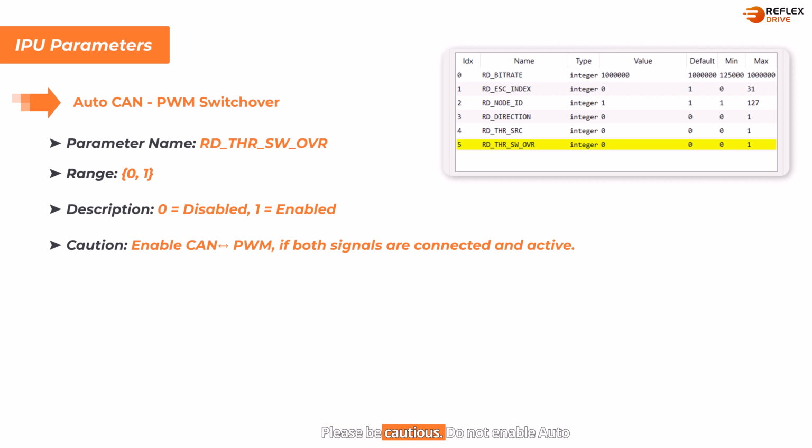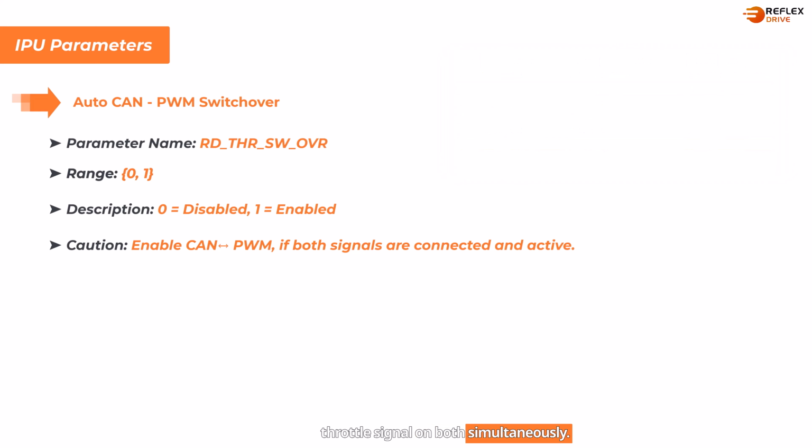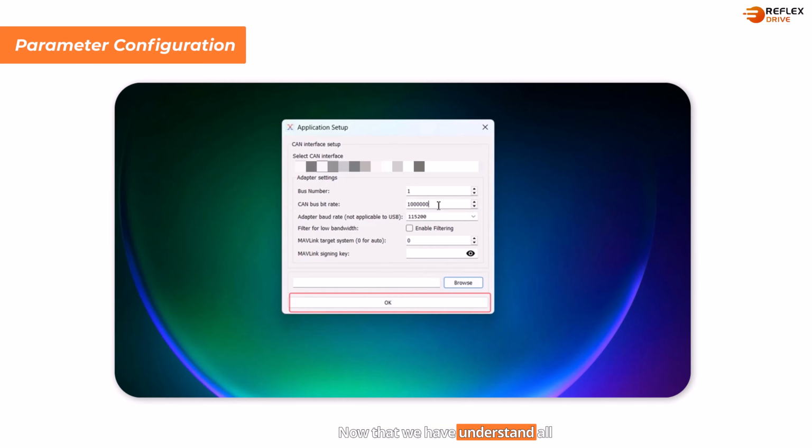Please be cautious. Do not enable Auto CAN to PWM switchover unless both CAN and PWM signals are connected, and your flight controller provides a throttle signal on both simultaneously. Now that we understand all parameters, let's move to setup.